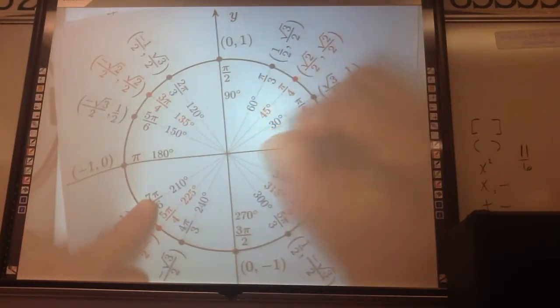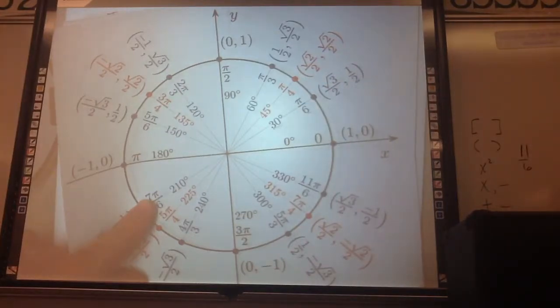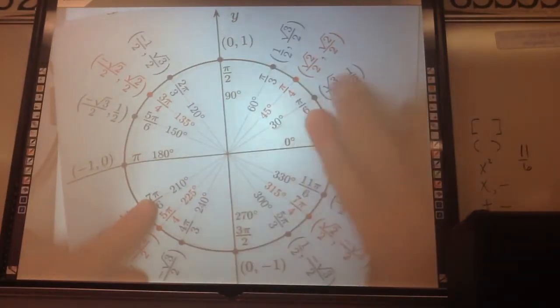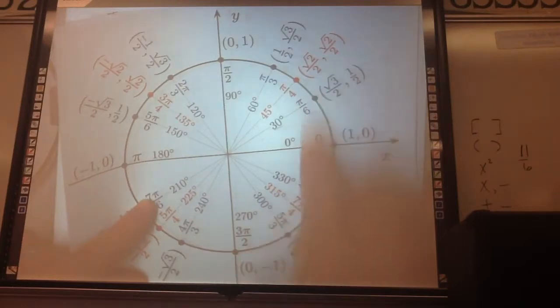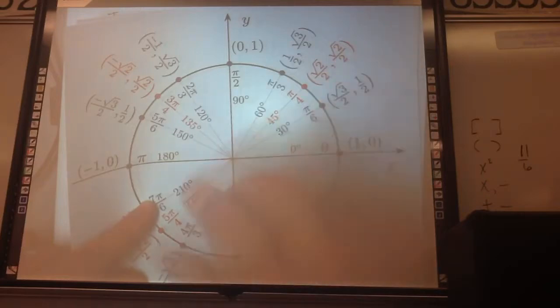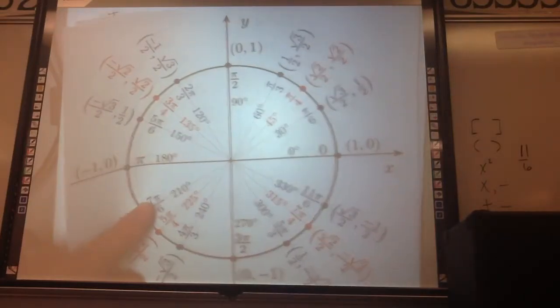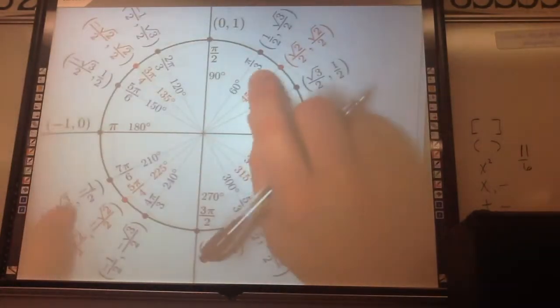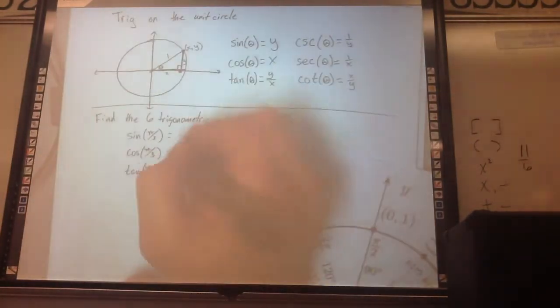This is all memorization. It kind of sucks. Well, there are special right triangles in here. Remember special right triangles? 45, 45, 90 and 30, 60, 90. On a 45, 45, 90, the two legs are the same. That's why these are root 2 over 2, both of them. We can talk about ways to memorize it, but for now, just look. At pi over 3, the sine is root 3 over 2.